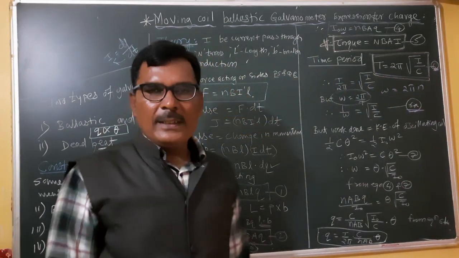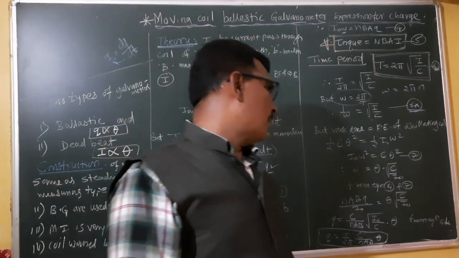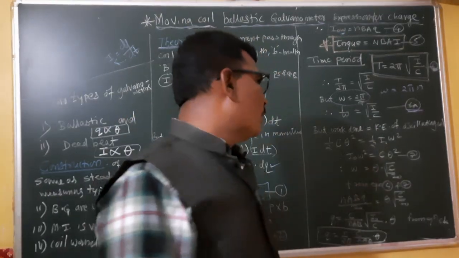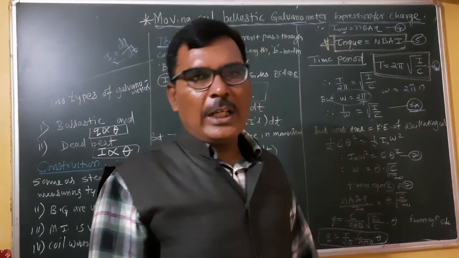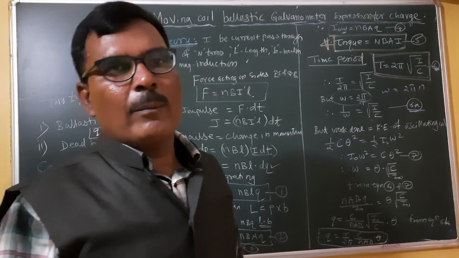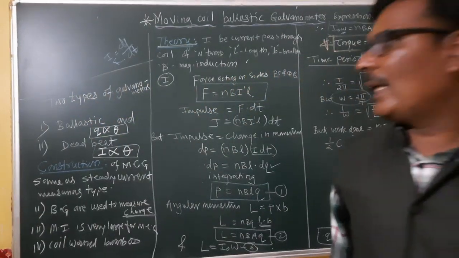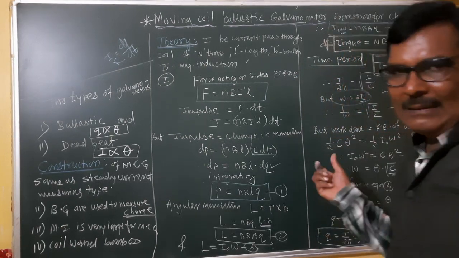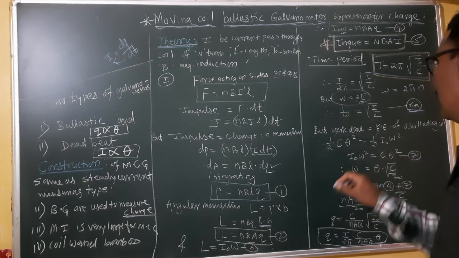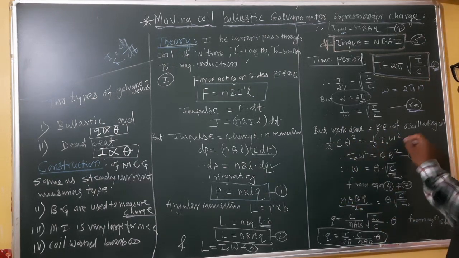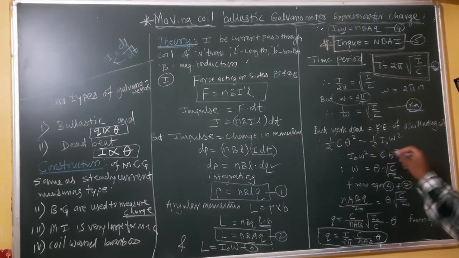Now work done is nothing but the change in kinetic energy acting on the body. The work done is half of C into theta square. And we know that the kinetic energy of the rotating body, which we study in the 12th standard, is half of I into omega square. Therefore, work done is nothing but the change in kinetic energy. So the half gets cancelled here. C into theta square is here, and I0 into omega square here. These are the factors.